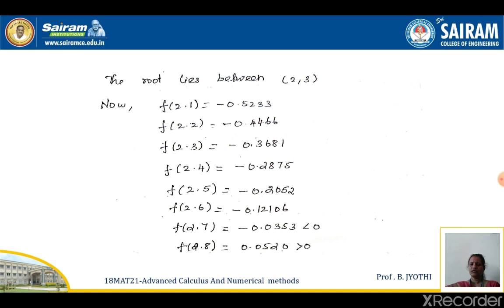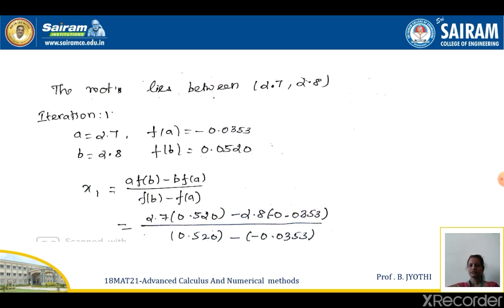Now let us come closer to the 2 points so that once again we get a negative and a positive value. Let us start from f(2.1), f(2.2), f(2.3), etc., till we get a negative and a positive value successively, which we can observe here. It is happening for 2.7, which is negative, and 2.8, which is positive. Hence, the root lies between 2.7 and 2.8.